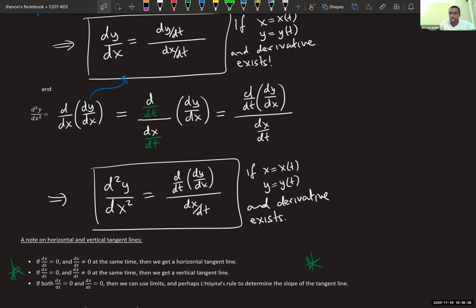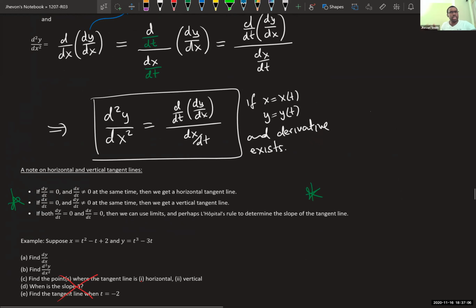But if both the top and bottom go to 0, you do not know in the beginning what's going to happen. However, it's very clear. If the top is 0 and the bottom is non-zero, you have a horizontal tangent line. If the bottom is 0 and the top is non-zero, you have a vertical tangent line, slope is undefined. If both go to 0 at the same point, use L'Hopital's rule, or just consider it as an indeterminate form and do what you need to do to get the limit to work.